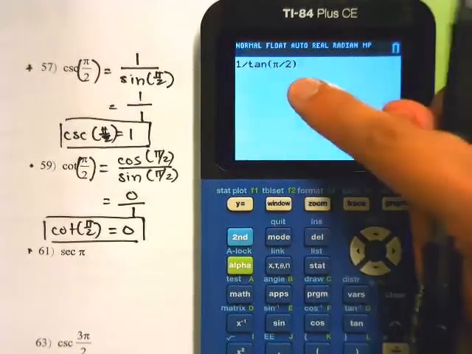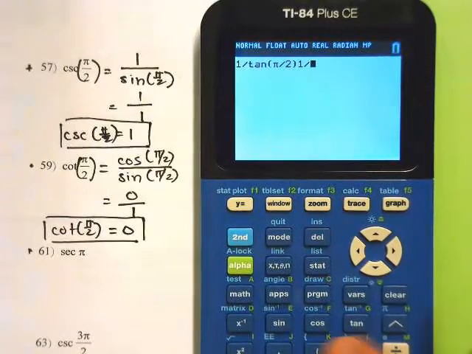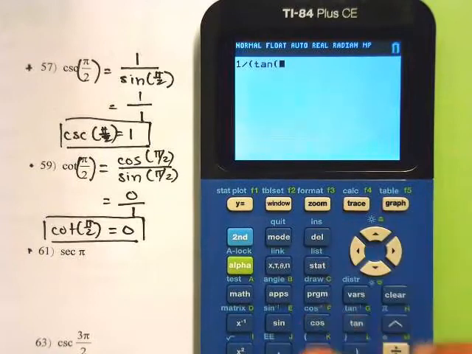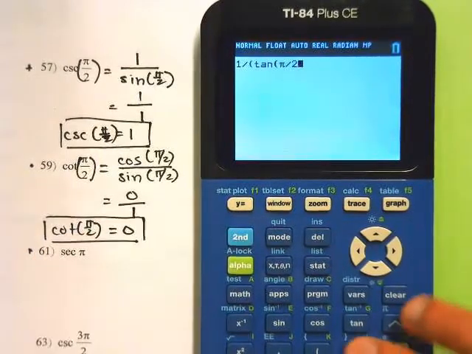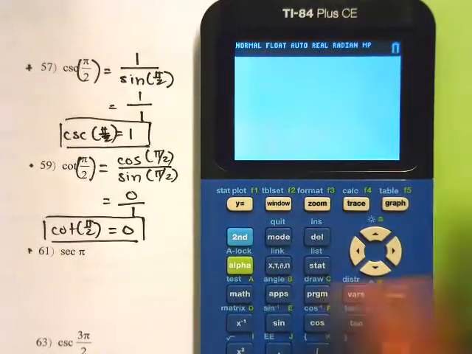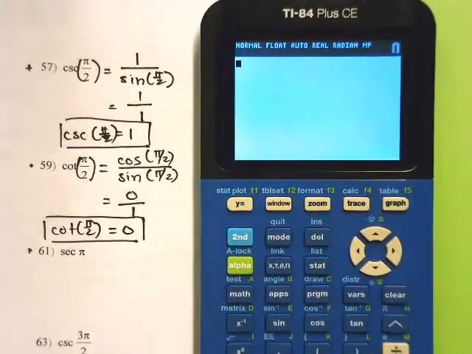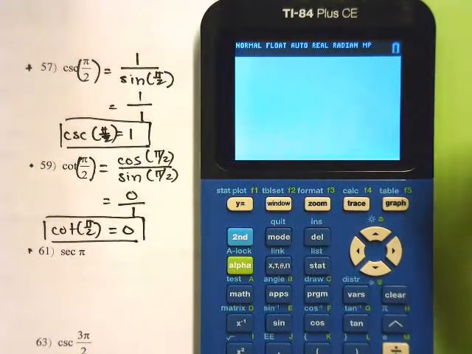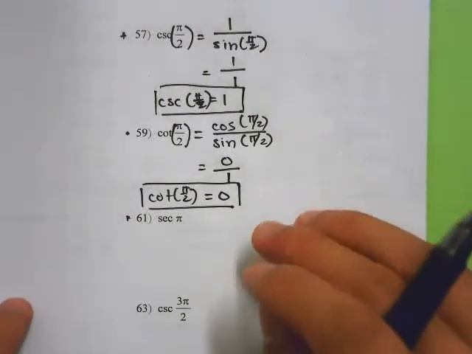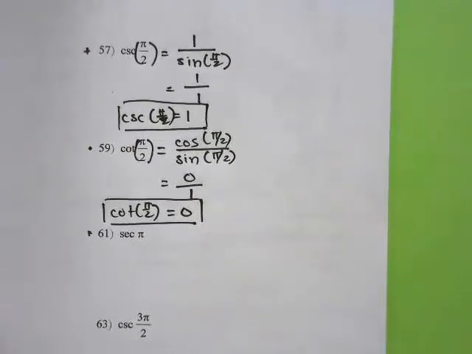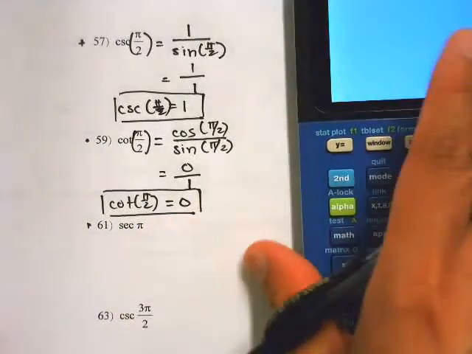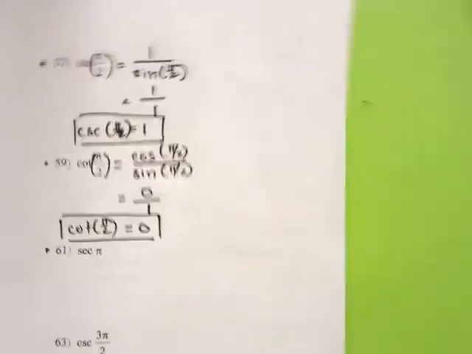Or maybe I was supposed to put parentheses. Let's try that one. 1 over parentheses tan of pi over 2. Maybe that had to be it. I don't know. Okay, well, you're going to have to help me out on this one. I'm pretty sure there's something somewhere on YouTube land that will help me fix this. But anyway, cotangent of pi over 2 should be 0, or is it? You know what? Oh, I see now.